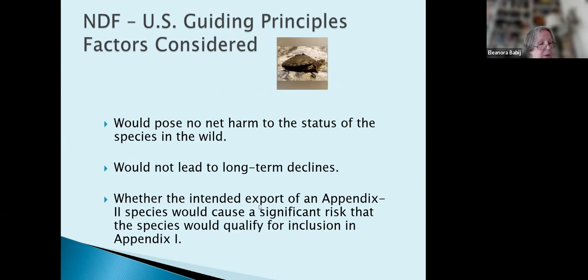So what we also look at is whether the proposed activity, including the methods used to acquire the specimen, would pose no net harm to the status of the species in the wild. We also look at whether the proposed activity would not lead to long-term declines that would place the viability of the affected population in question. And also whether the intended export of an Appendix 2 species would cause a risk that the species would qualify for inclusion in Appendix 1.